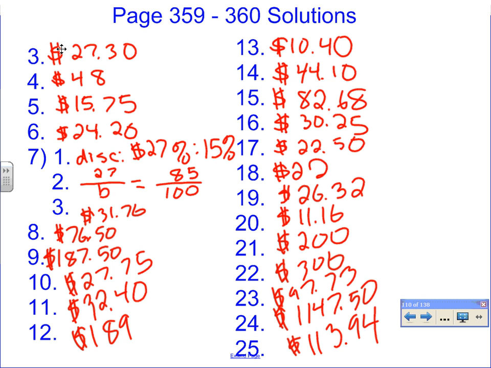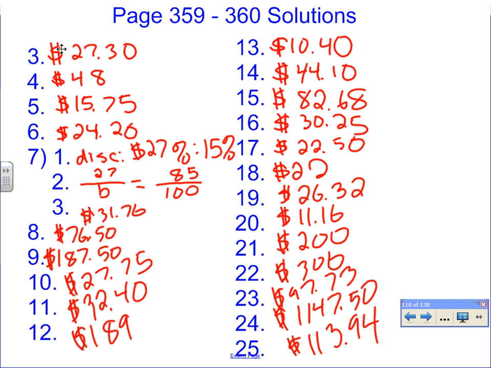Okay, Joseph. 21. Drew, I'll come back to your number 8. You said 21. 21 should be 150 over B, because you have to find the original amount, equals 75 over 100. You got it? Drew, I'm sorry, I forgot about your number 8.